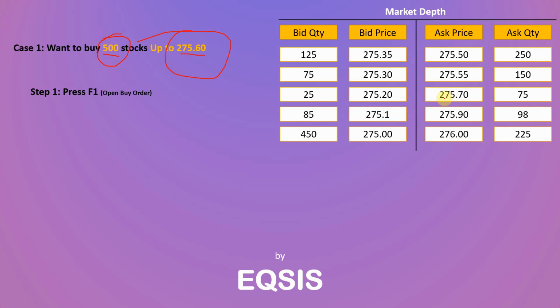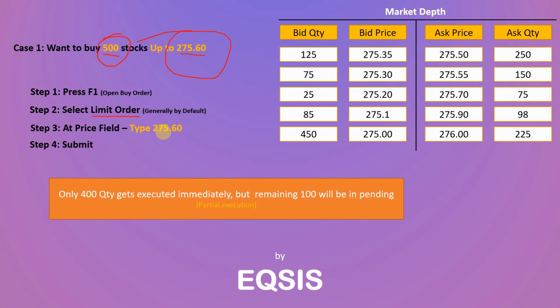If that is the case, 275.6, look, I want to buy 500 quantity. It means press F1 first to open a buy order. This time don't choose a market order because you are not willing to pay 276, 277. Now I think it's better you choose a limit order. And when it comes to the price, this time you type a price of 275.6. It means the sooner you do that, 250 shares you will get at the rate of 275.5 because you are okay to pay 275.6.